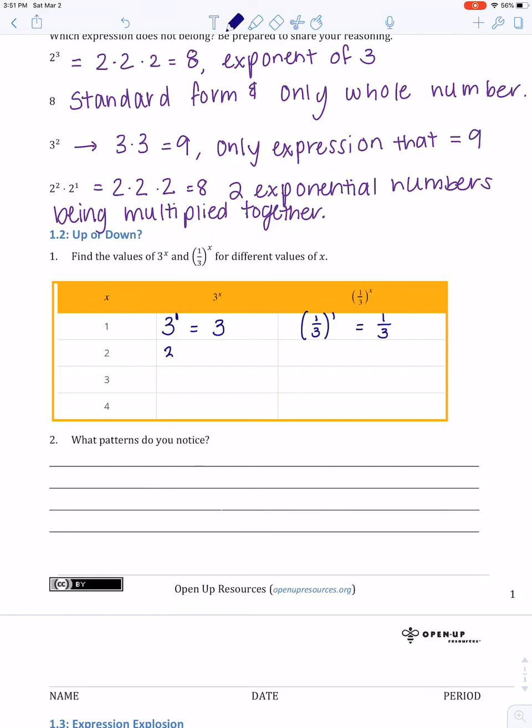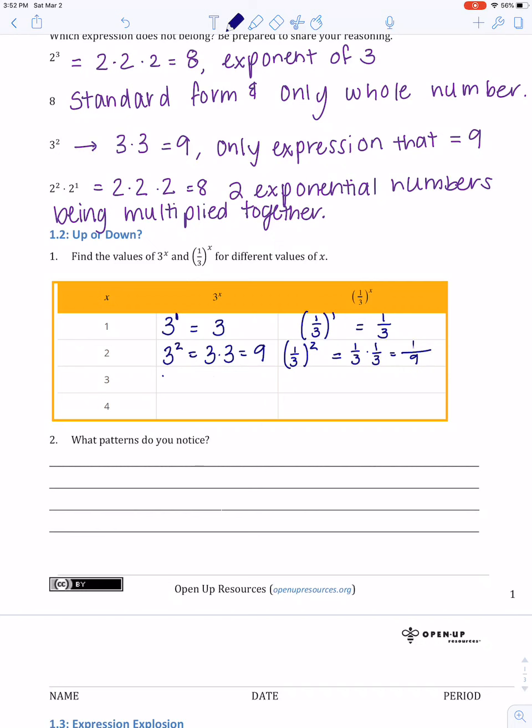For 3 to the second power, we know that equals 3 times 3, which ultimately equals 9. And 1/3 to the second power is equal to 1/3 times 1/3. And 1 times 1, I'm just multiplying straight across. 1 times 1 is 1. And 3 times 3 is 9.